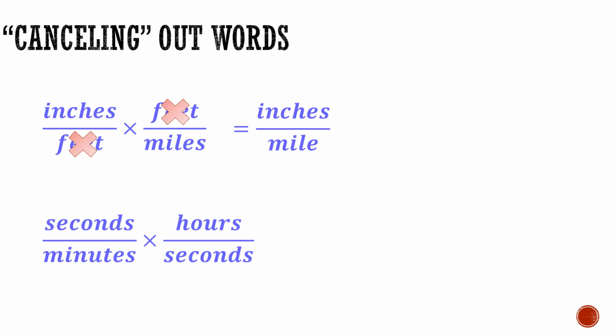Let's try another one. I'm going to give you just a second to figure this one out on your own, and then I'll give you the answer. Okay, we notice that there's seconds in the numerator, there's seconds in the denominator. Those two are going to cancel out. So we're left with hours over minutes. Did you get that answer?